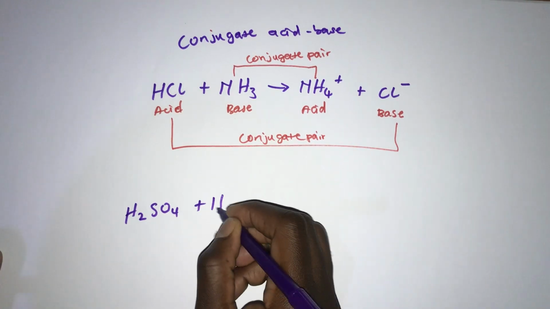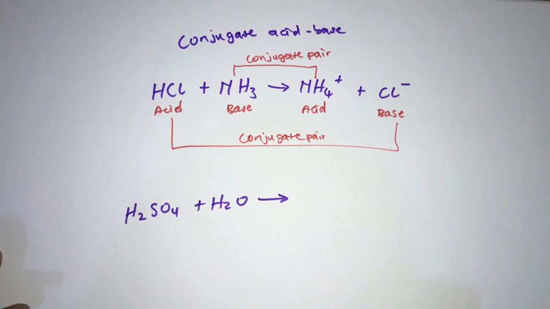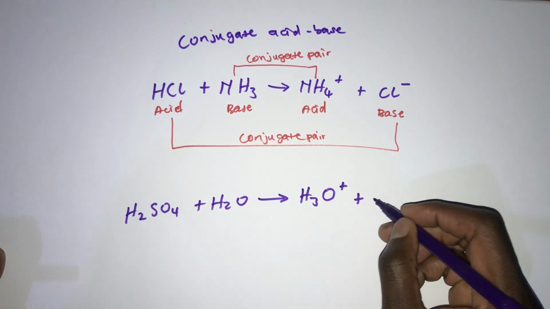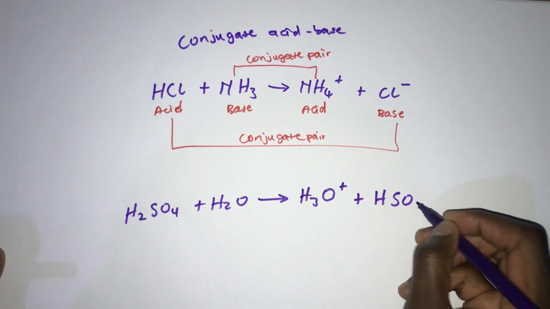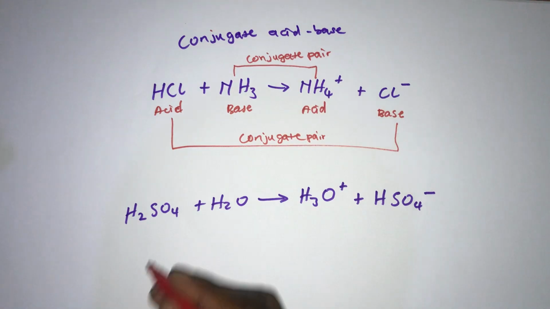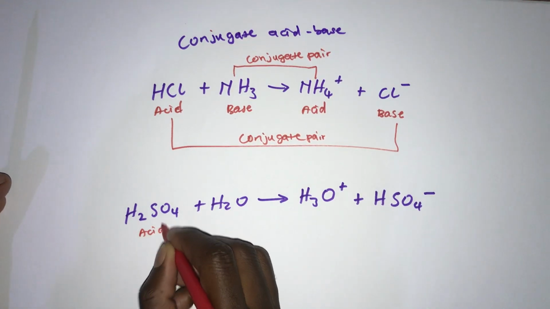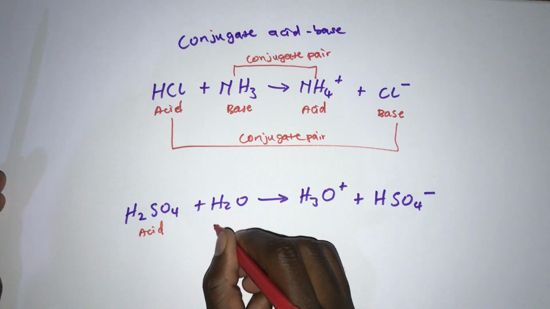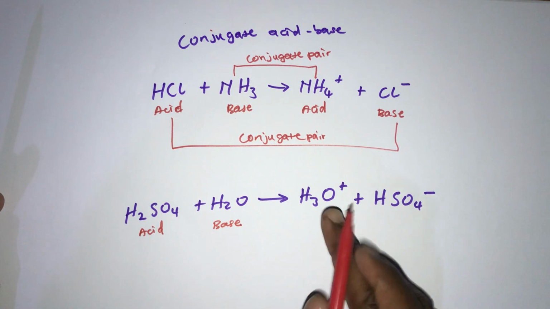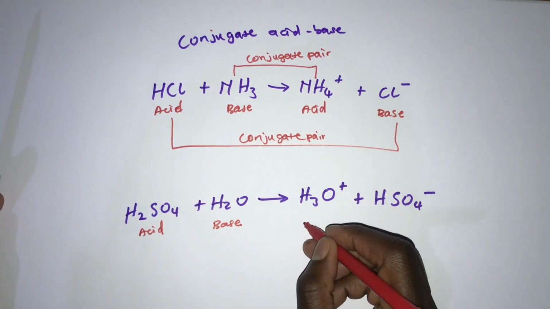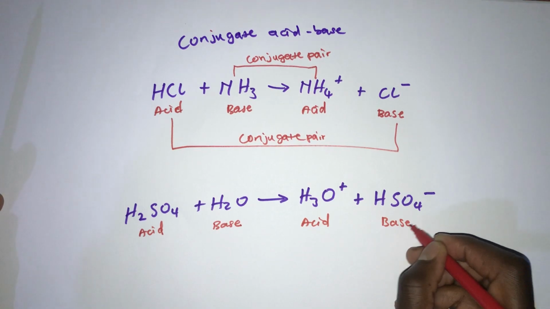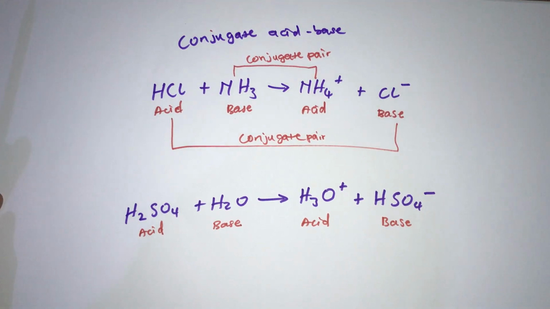H2SO4 plus H2O, and then it gave us H3O plus, then plus HSO4 minus. So this one was an acid, the sulfuric acid, and then this water was a base. And then the water, since it accepted the hydrogen, it became an acid this side. And then this one became a base after giving the hydrogen away.